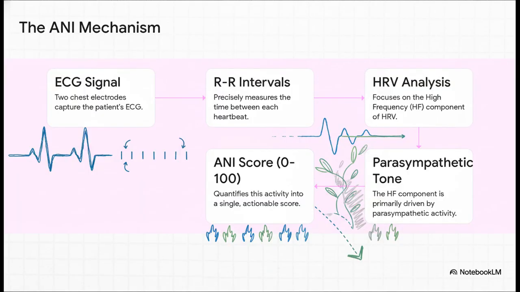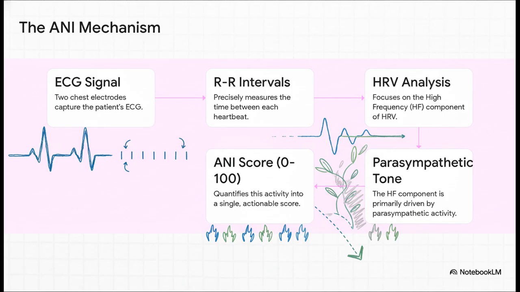So how does this thing actually work? How do we get from a regular old ECG tracing to a single number we can act on? Well, it's a pretty clever process. It starts with that ECG signal and measures every single R to R interval with incredible precision. But the real magic is in the next step. The algorithm zeroes in on the high-frequency part of that HRV signal, and this is crucial because that specific frequency is almost entirely controlled by the parasympathetic nervous system.